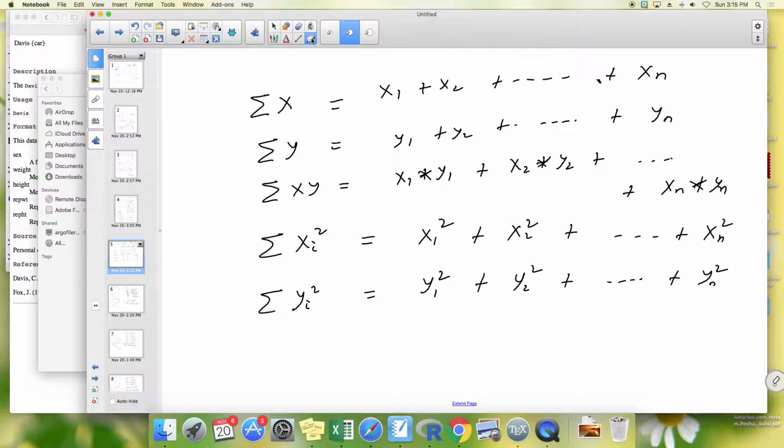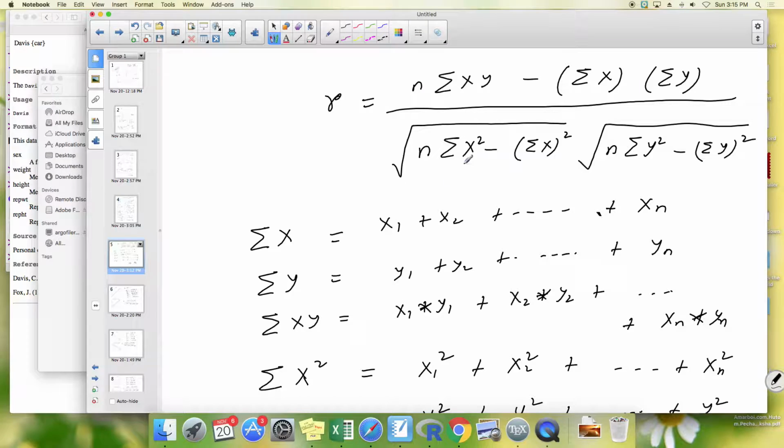Sometimes we write summation yi squared or sometimes we write summation y squared. I can write summation xi, or I can just write summation x. In this case, they mean the same. Sorry, but let's not be confused with that. So if these are specified, then the formula for R is actually this.